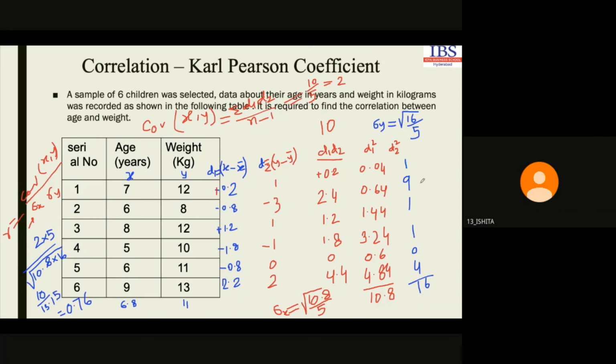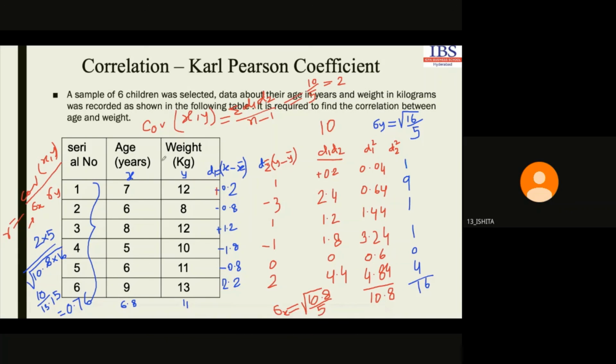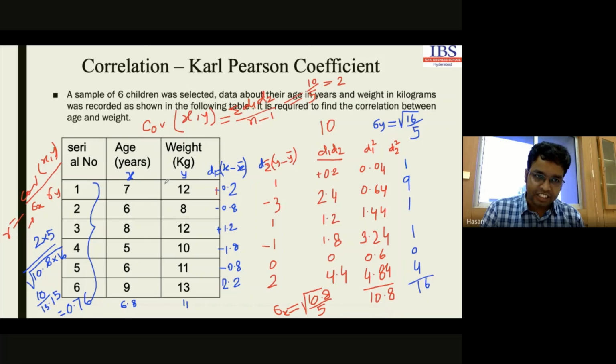Sir, there are actually 6 values. This is less than 30. Number of values is less than 30, so this will be a sample. To calculate the value for standard deviation, use the sample formula here. Okay.